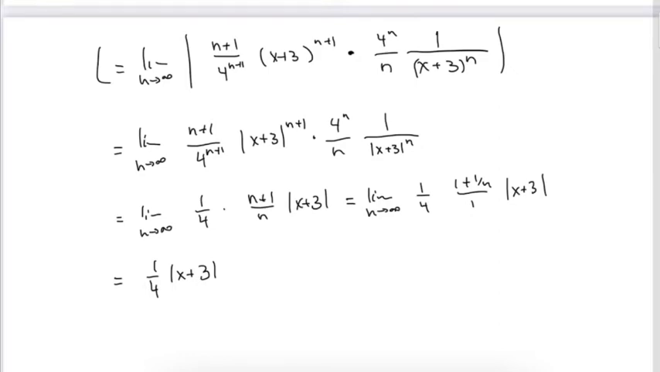Yes. Is that right? Yeah. Did I say it wrong? All right. Yeah, it's 1 plus 1 over n over 1. Okay, so this is the L.